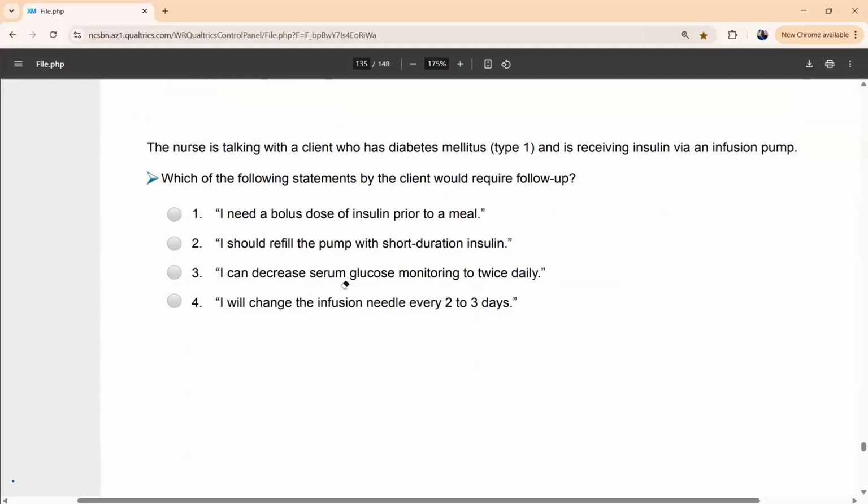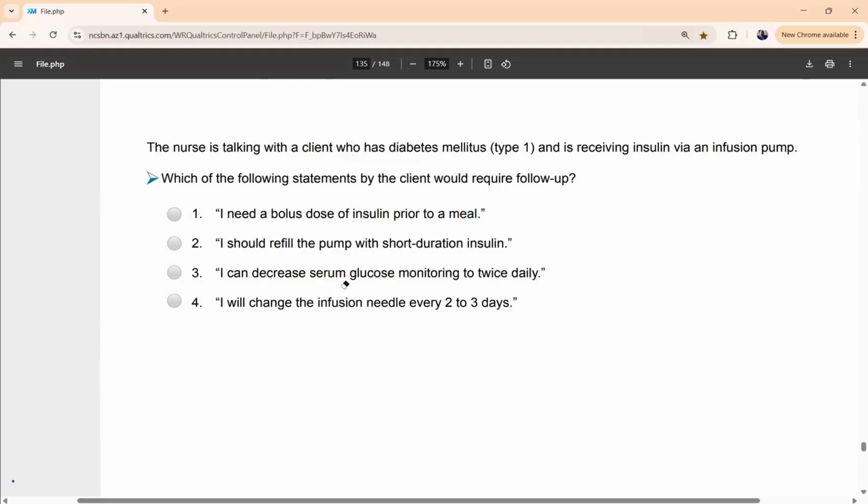All right. The nurse is talking with the client who has diabetes mellitus type 1 and is receiving insulin via an infusion pump. So the nurse is having a conversation with the patient who has diabetes and is getting the insulin. Which of the following statements by the client would require follow-up? So which statement that the client makes is wrong, that the nurse needs to intervene on?